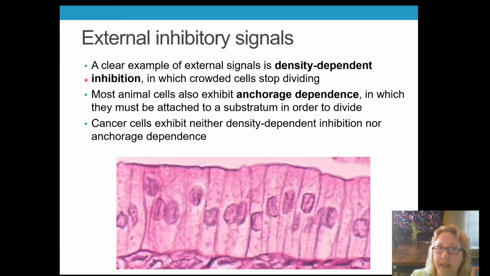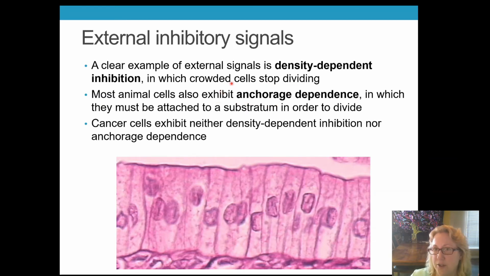So remember, inhibition means stop. So density-dependent inhibition, this means that if cells are too crowded, that they will not divide, even if there's growth factor present, even if there's plenty of food, oxygen, everything else that the cells need. And animal tissues depend on this, that even if there's growth factor present, once the cells start to become crowded, they will stop dividing. Animal cells also, almost all animal cells, exhibit anchorage dependence.